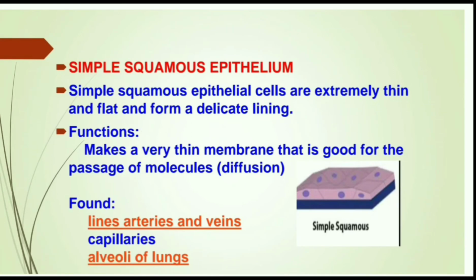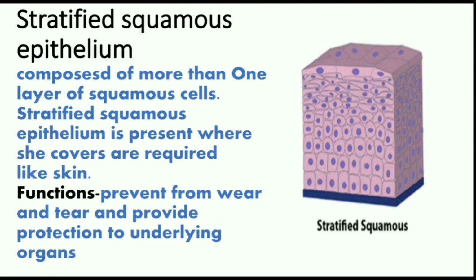Simple squamous epithelial tissue consists of just one layer of cells resting on the basement membrane. The cells are extremely thin and flat, forming a thin delicate lining. Their main function is the exchange of material, for example in the lining of blood vessels or the lung alveoli, where transportation of substances occurs through a selectively permeable surface.